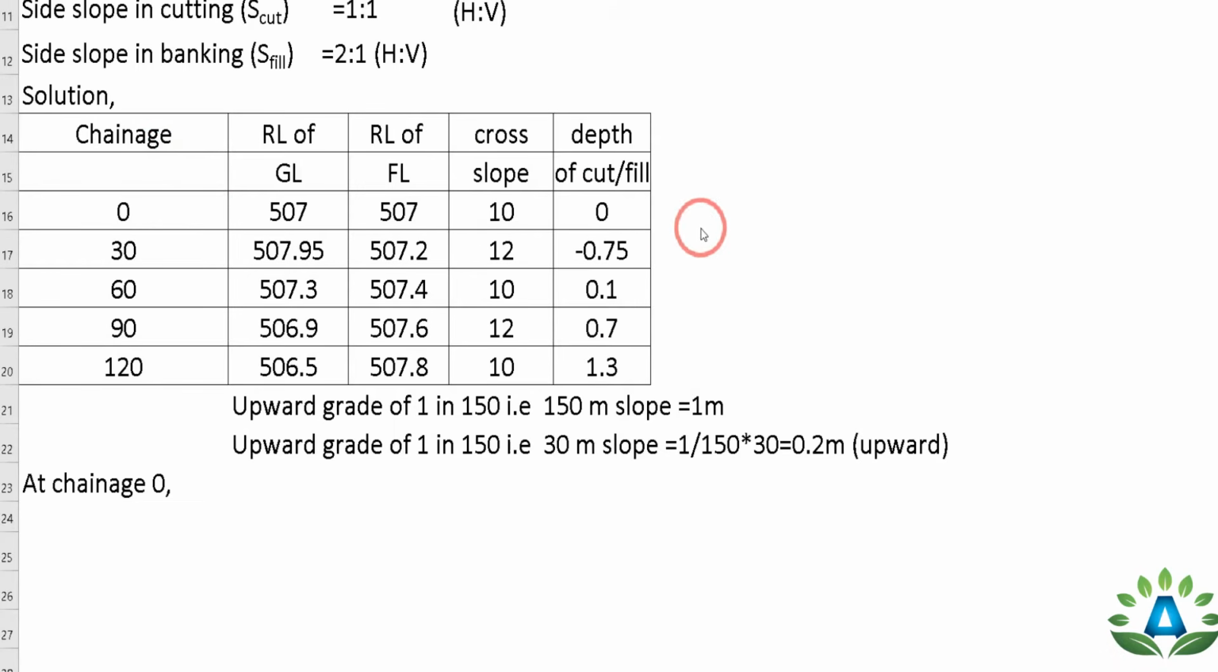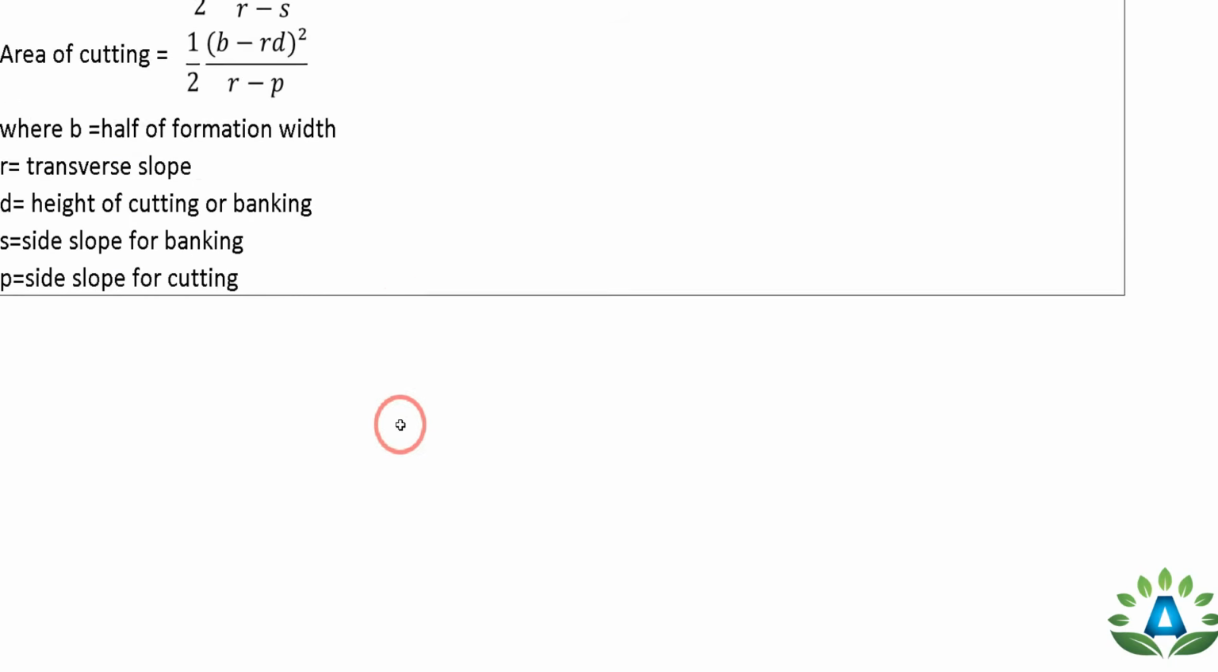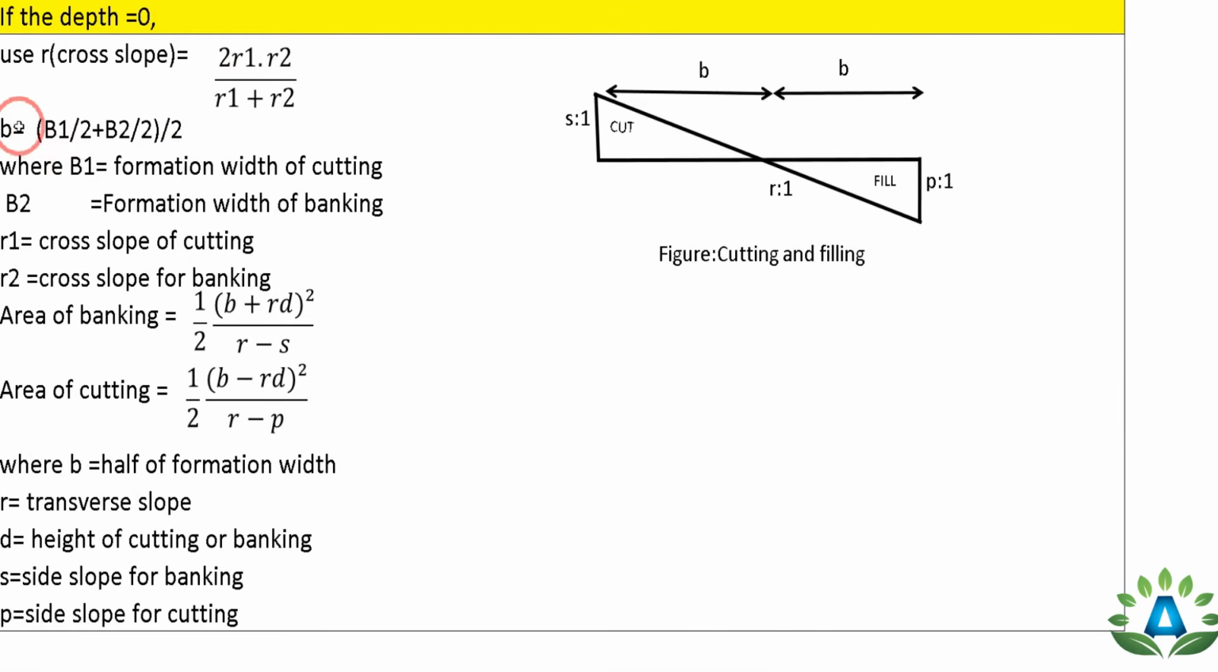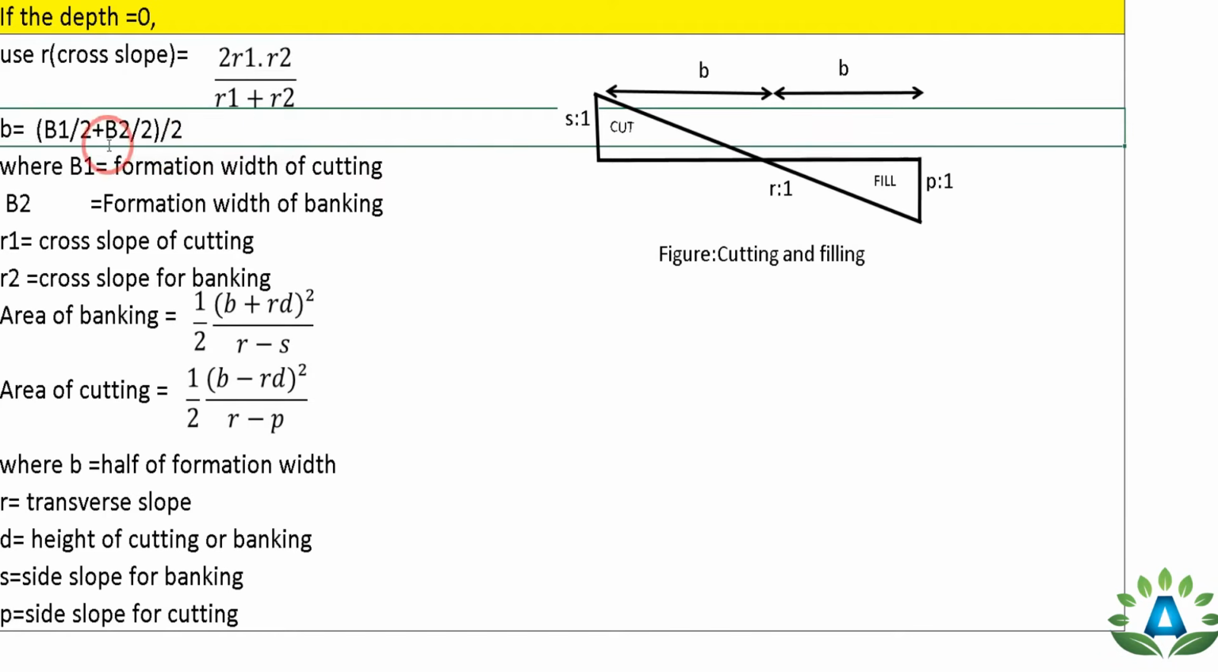So here we have already calculated the depth of the cut and the depth of the fill, but we can see that at chainage 0 the depth is 0, so we need to follow the same procedure for a depth of 0. That means here we need to calculate the width by using the formula: half of the formation width of the cut portion plus half of the formation width of the fill, divided by 2, so that we get this small v.